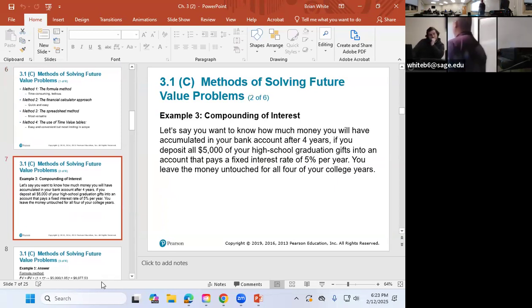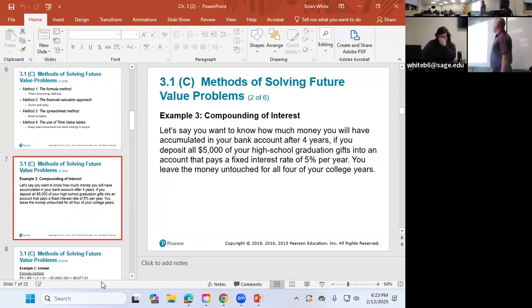All right, we're gonna figure this out as a group. So let's say you want to know how much money you will have accumulated in your bank account after 4 years. So 4 years is something. If you deposit all $5,000 of your high school graduation gifts into an account that pays 5%. So here's something interesting. Does it look like it's going to grow that much? It's only 4 years. It's only paying 5%. But we want to figure this out.